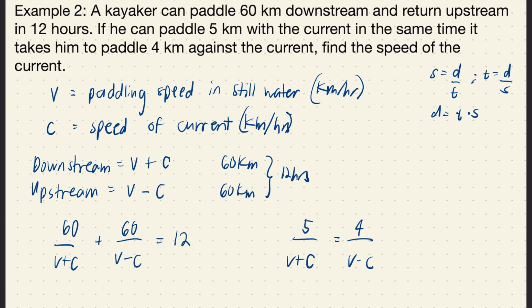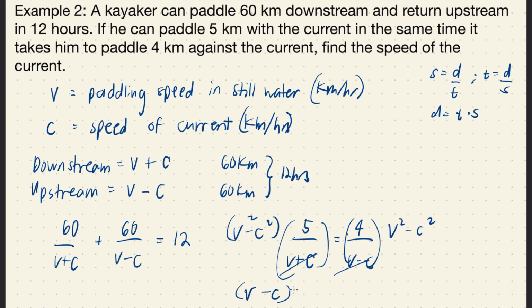So, rearranging this, we can get a relationship between v and c. So we can multiply both sides by v squared minus c squared. Remember, that's the difference of two squares. That will cancel this and you will be left with v minus c times 5. And here it's 4 times v plus c. If you expand this, this is just v minus c, v plus c. That's why the denominators are cancelled out.